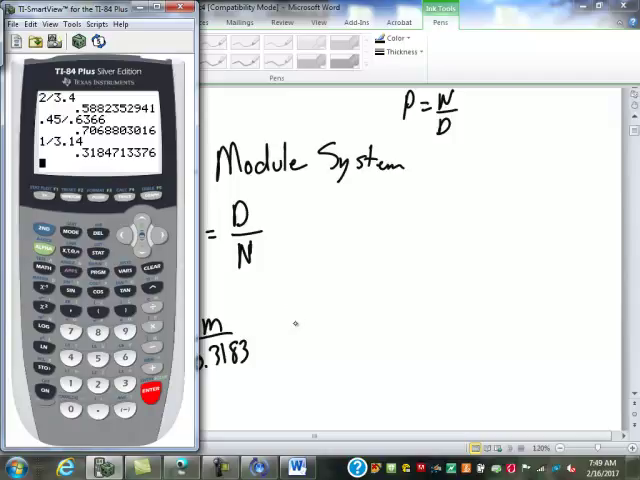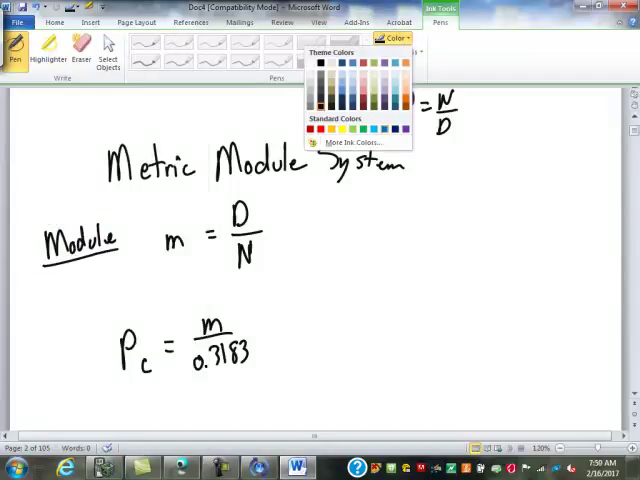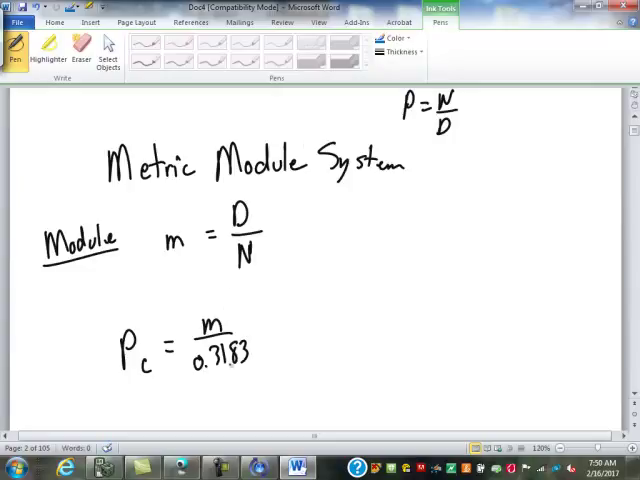But for some reason, they're deathly afraid of using pi. And I don't know why they even put it as M over 0.3183. This really is just pi times the module. Gives you the circular pitch on a metric gear. So I'm not sure why the packet chose to do it that way. It seems a little backwards to me.